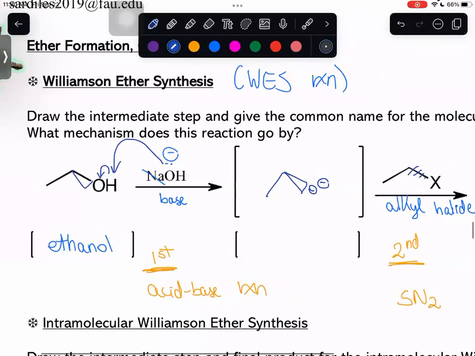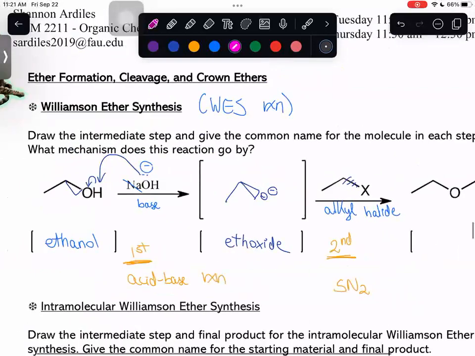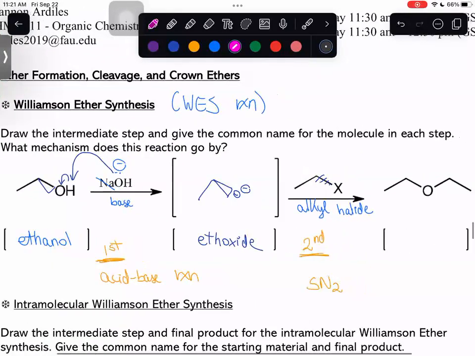What do we call a deprotonated alcohol? Alkoxide, exactly. More specifically, in this case, it's going to be ethoxide. That's representing the two carbons; Et represents the two. So far, we're not altering the stereochemistry. We just took away that hydrogen, that's it.